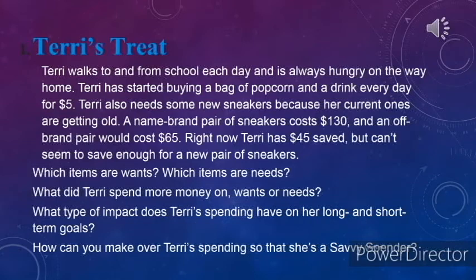Which items are wants? Which items are needs? What did Terry spend more money on? Wants or needs? What type of impact does Terry's spending have on her long and short-term goals? How can you make over Terry's spending so that she's a savvy spender?